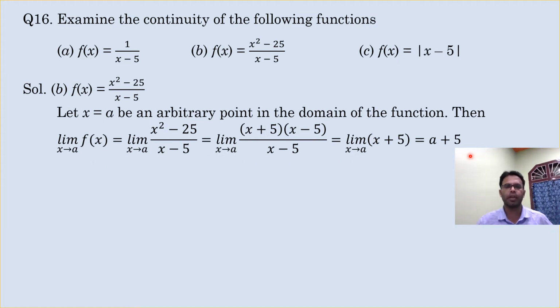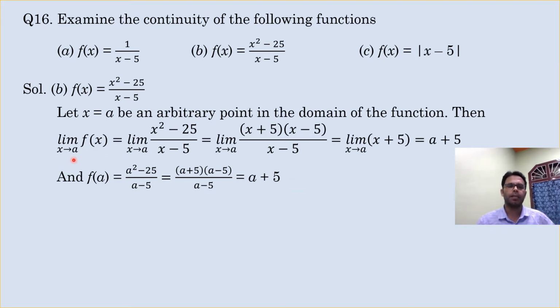To find the functional value, that is f(a), directly. f(a) = (a^2 - 25)/(a - 5). Factorizing this, a - 5 is cancelled, so it is simply a + 5. You see the limit of the function is a + 5, and the function value is also a + 5, so they are equal. Therefore the limit as x tends to a of f(x) is equal to f(a), and so the function is continuous at x = a.